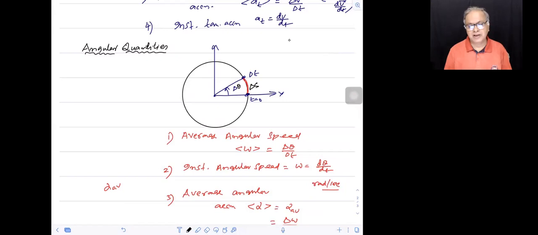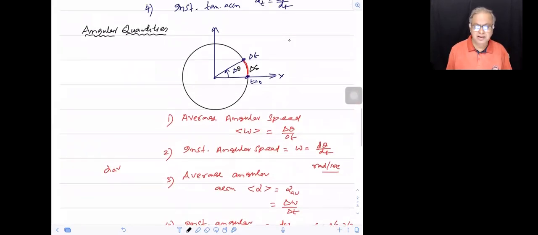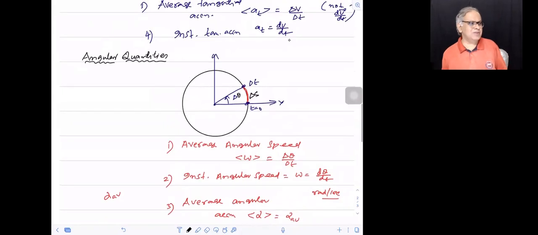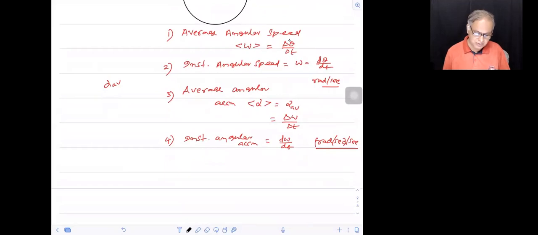Does it have a meaning physically? It has. Can somebody tell me what it is? Make a guess. That's called the radius of curvature. Of course, in the case of circular motion, the average radius of curvature and the radius of curvature at every point is the same. But in other cases, they are different.